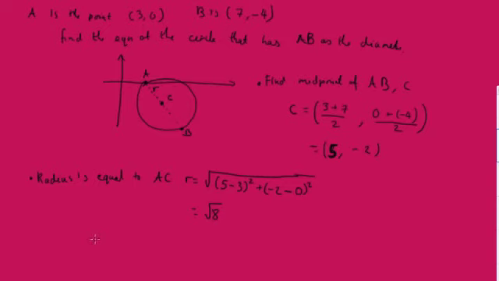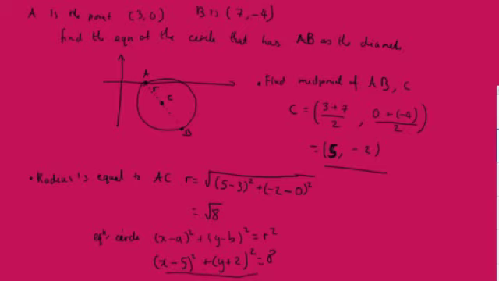Therefore, the equation of the circle will be, so we've got x minus a squared plus y minus b squared equals r squared. So we've got the centre here. It's going to be x minus 5 squared plus y minus 2 is going to be plus 2 squared, equals 8, as r squared is 8. And that's the equation of our circle.